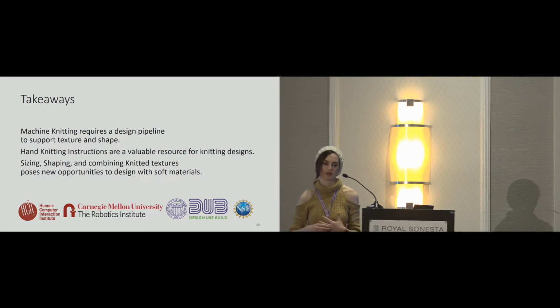The takeaways I want to leave with this talk are that machine knitting requires a design pipeline to support texture and shape. We've started to approach that pipeline here, but I think there's a lot of room to grow. And hand knitting instructions are actually a super valuable resource for knitting designs. There's lots of work that's already been done in this space outside of the industrial space, and so we can really rely on that body of knowledge to study knitting as a field. And then finally, sizing, shaping, and combining knitted textures poses new opportunities to design soft materials. So once we have cracked this pipeline, we've built all of these tools, it's going to be much more accessible to start to play with this for things that are maybe a little more interesting than garments.